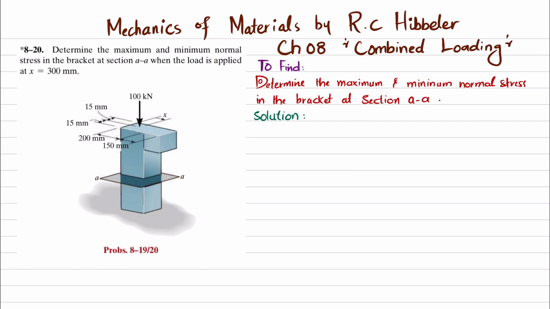So let's start with the solution. First step: you can see that this distance is 200 millimeter and this is 150, so the total distance is 350. It is given that this load is applied at 300 millimeter, so this load is applied at this point.